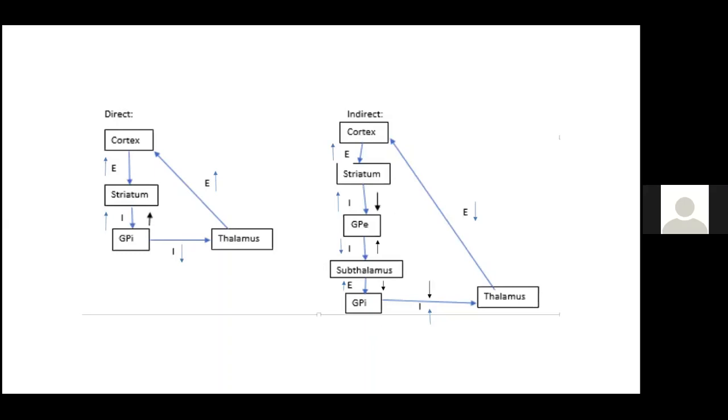Globus pallidus interna is inhibitory. So because that's now inhibited, the globus pallidus interna can no longer inhibit the thalamus. And because the globus pallidus interna can no longer inhibit the thalamus, the thalamus can then go and excite the cortex. And therefore, it becomes excitatory. So when you want to initiate a movement, you get this double whammy from the direct and indirect pathway, fix of dopamine, and therefore you can go and initiate a movement.